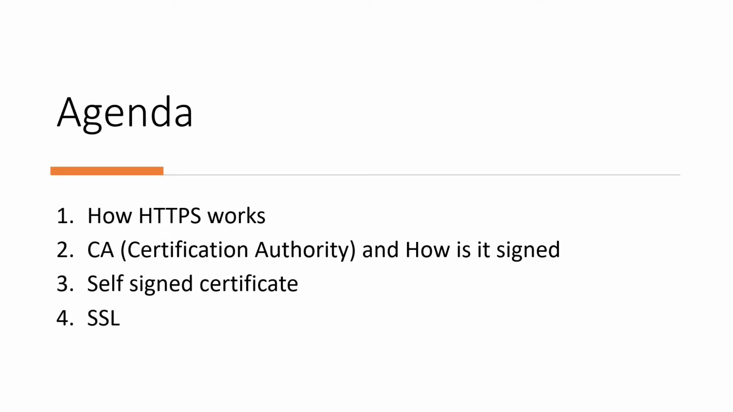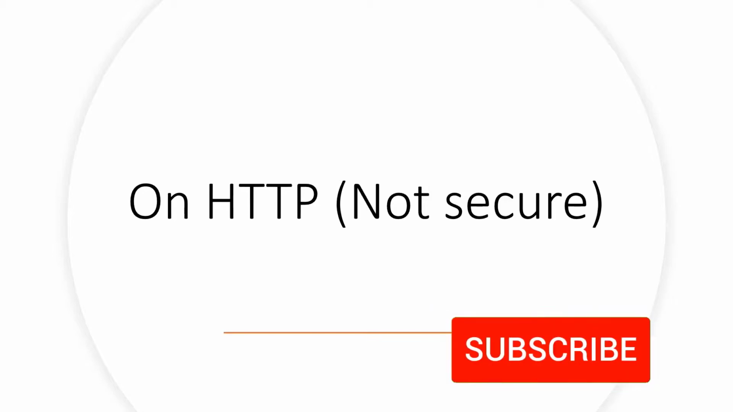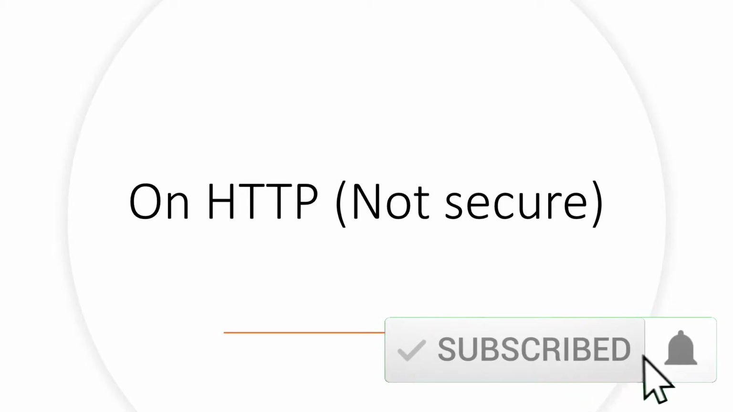So the fourth thing is SSL, secure socket layer, and the fifth thing we'll see is TLS, transport layer security. So let's deep dive into each point and see how this works. First we'll see how HTTP works.